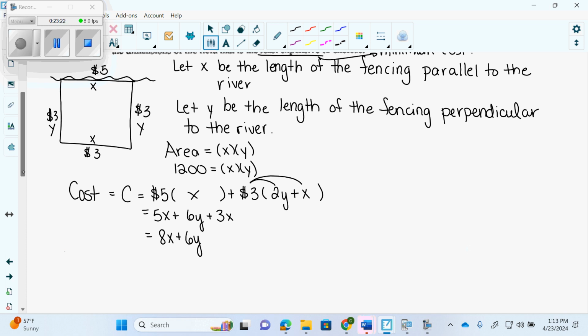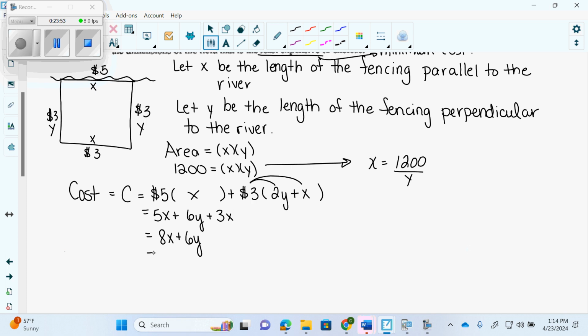The area formula, I can rearrange to what? Either x or y. Which one do you want to do? X. So x equals 1,200 divided by y. Could we go the other way? Could we go y equals 1,200 divided by x and replace it that way? Yeah, it doesn't matter. Make sure your phones are not out and you're writing feverishly. Or you can replace the other way.